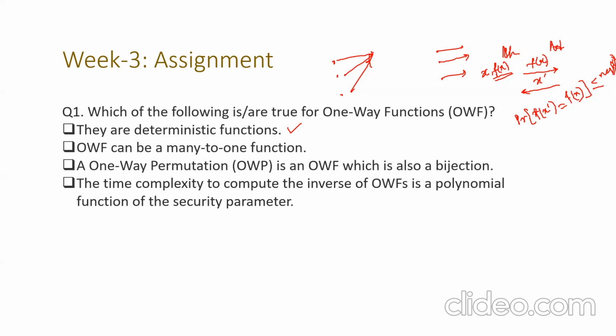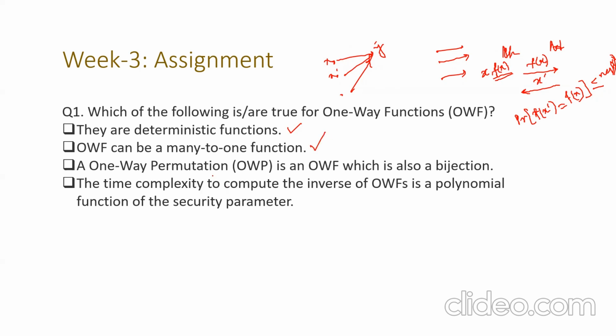So it can be many to one. In that case, there can be multiple pre-images of the same value y, but if the adversary is able to guess any one of them with non-negligible probability, then it is not secure. But a one-way function can be a many to one function.